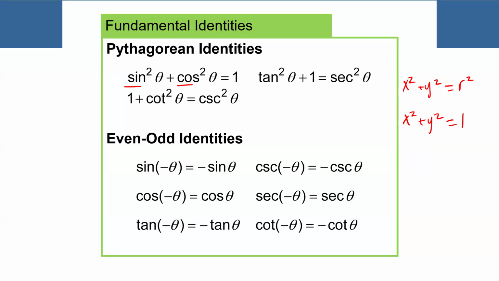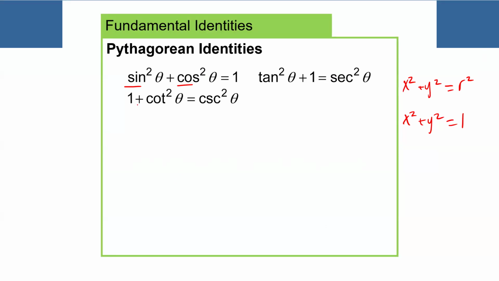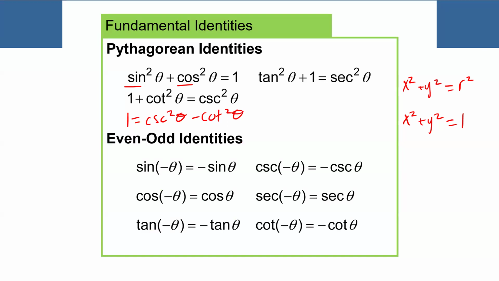So for example, if I wanted to get 1 by itself here, what would I do? I'd subtract. So we'd have 1 equals cosecant squared theta minus cotangent squared theta, okay? You can manipulate the identity to fit your situation. Does that make sense? If I wanted to get cotangent squared by itself, I would subtract 1, okay? Those are Pythagorean identities.